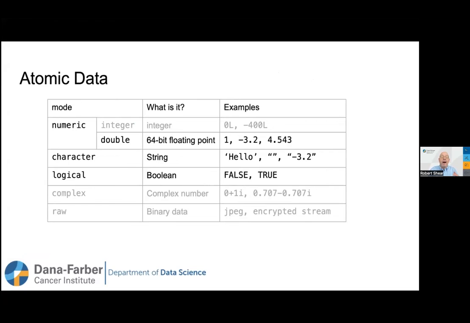Numeric are 64-bit floating point numbers. If you are an experienced Python programmer, be aware they're not an unlimited number of digits to the right. They're more like NumPy than they are like Python.